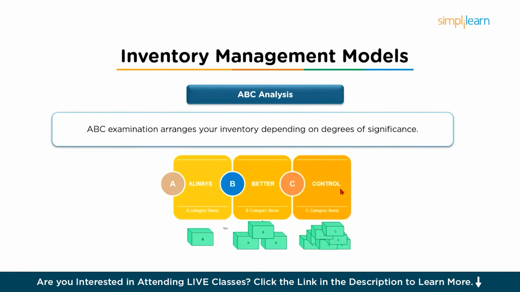Then comes category C, control. Inventory arranged under category C is 50% of your items with 5% income. So this stock does not get as much attention as A and B get. However, it is a steady inventory, and management is quite free here since it gets a modest amount of income.